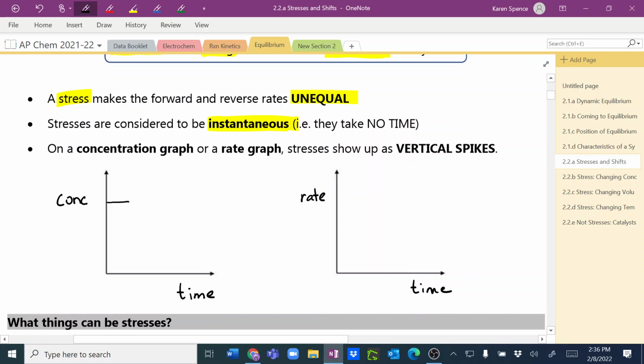And let's look at a system where we maybe have some NO2 and we have some N2O4. Because those lines are straight and flat, what does that tell us about the concentrations? They are unchanging, yes? And if they are unchanging, what can you say about the system? It is at equilibrium, okay? So here we are at equilibrium.